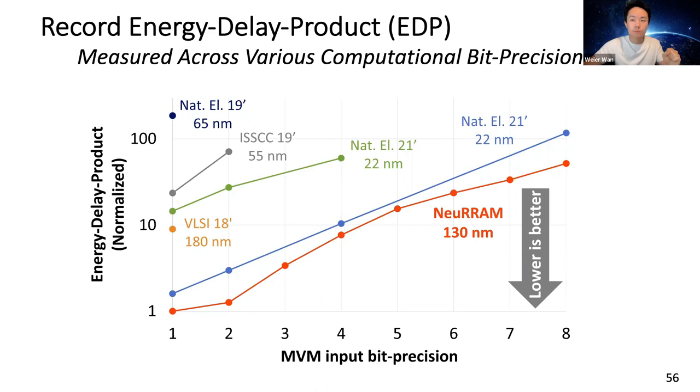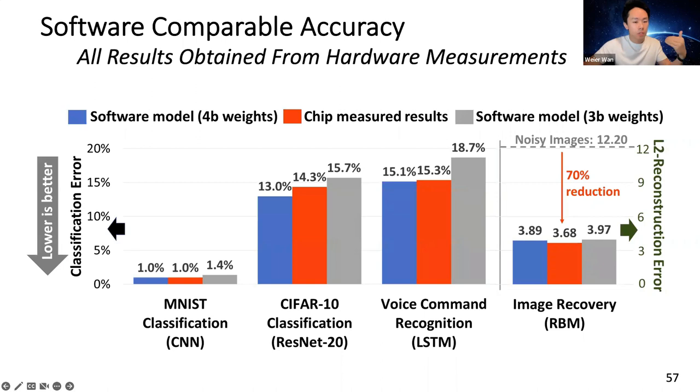And here we show the classification error measure on the NeuRRAM chip for a variety of tasks, including image classification using CNNs, voice command recognition using RNNs, and image recovery using RBM. The red bars in the middle are the results measured from the NeuRRAM chip, and the blue bar and the gray bar on the two sides correspond to the software models quantized to 4-bit weight and 3-bit weights. All the inputs and activations of the neural networks are also quantized to 4-bit or lower. We see that the NeuRRAM chip could achieve an inference accuracy comparable to software models with 4-bit weight for all the measured benchmarks. And importantly, all these results shown here are completely obtained from hardware measurements rather than through simulation.